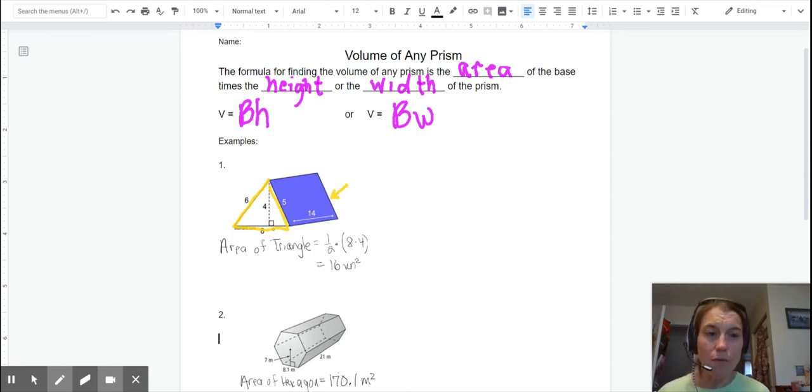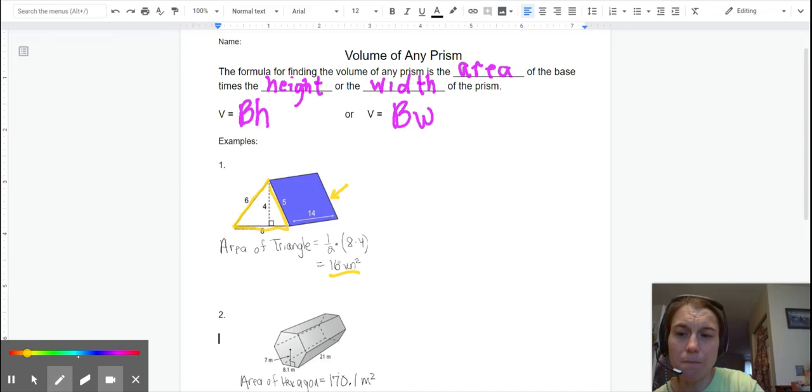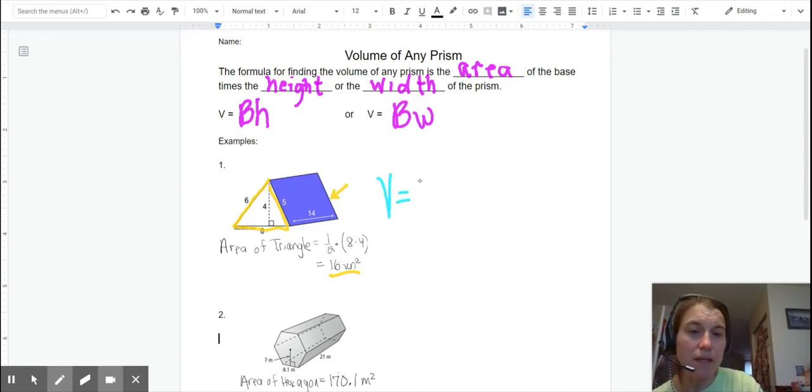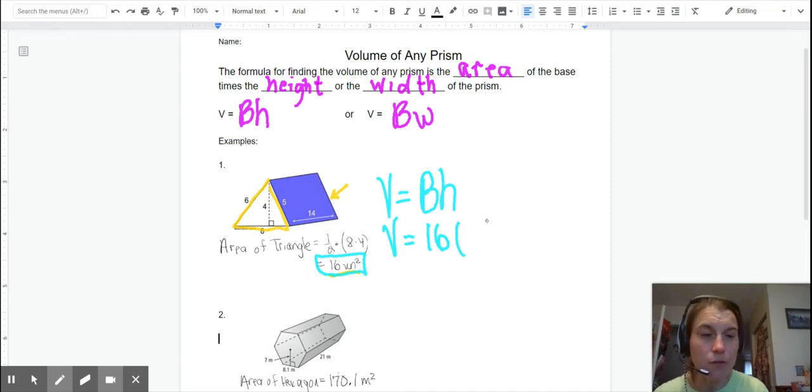So I already know the area of the triangle is 16 units squared. That's already been found for me. So to find the volume, I'm going to write the formula. Volume is the area of the base times the height, or the width. I know that the area of the base is 16 units squared because it's already found that for me. Now I just have to figure out what's the height. And I have all of these different numbers here.